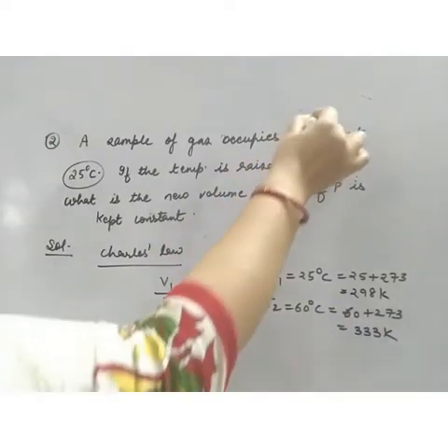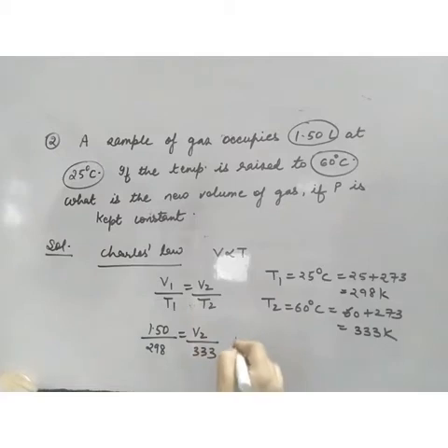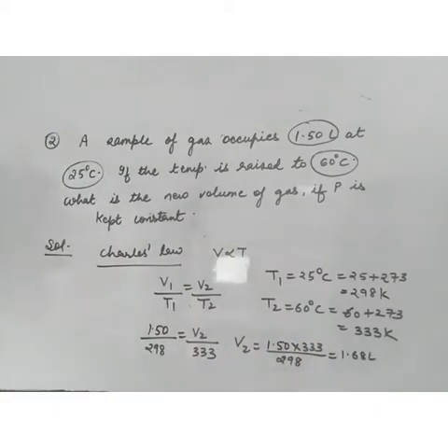Now what is the initial volume? 1.50 liters. I am not changing the unit, and now my final volume will also be in liters. So 1.50 upon 298 is equal to V2 upon 333. So what is the final volume? You can cross multiply and solve it. The final volume will be 1.50 into 333 upon 298. So the answer is 1.68 liters.